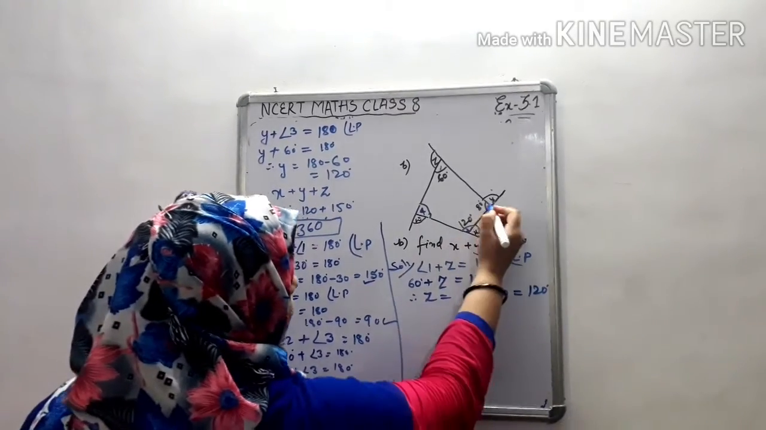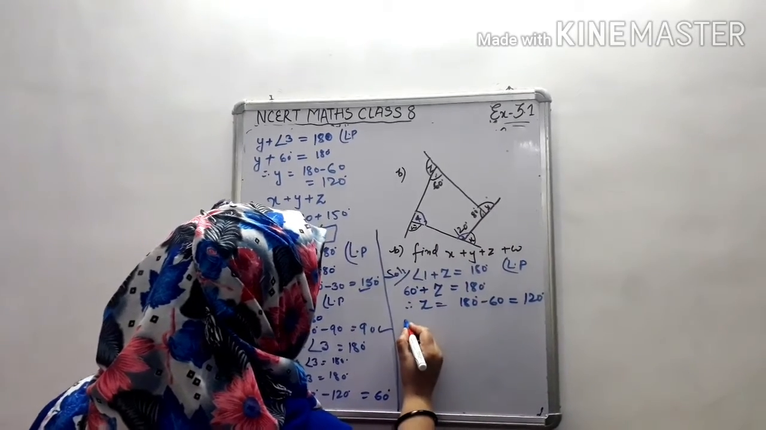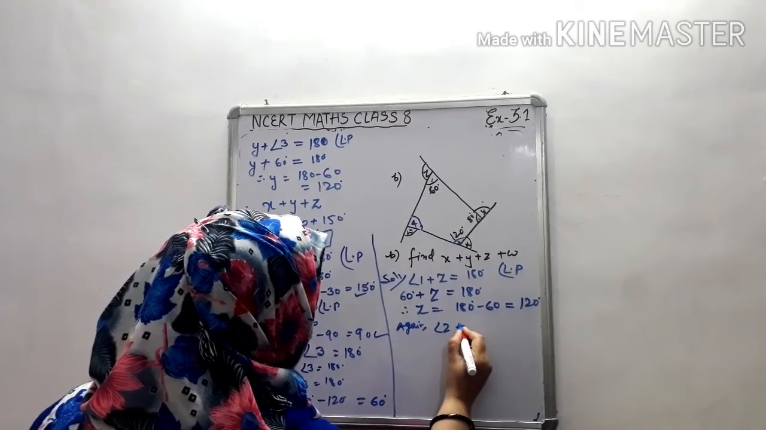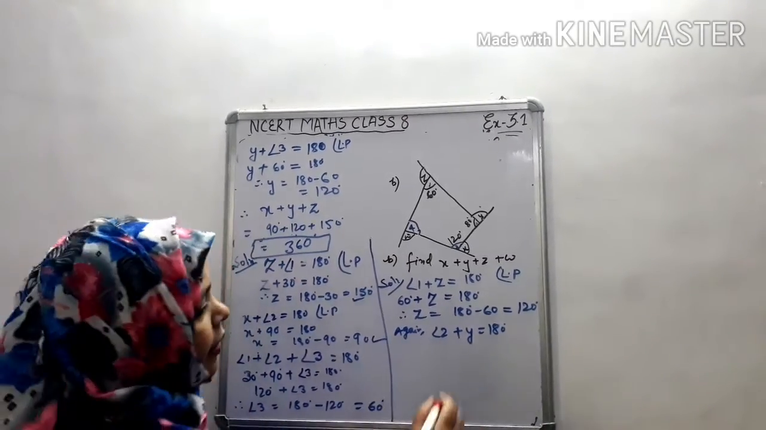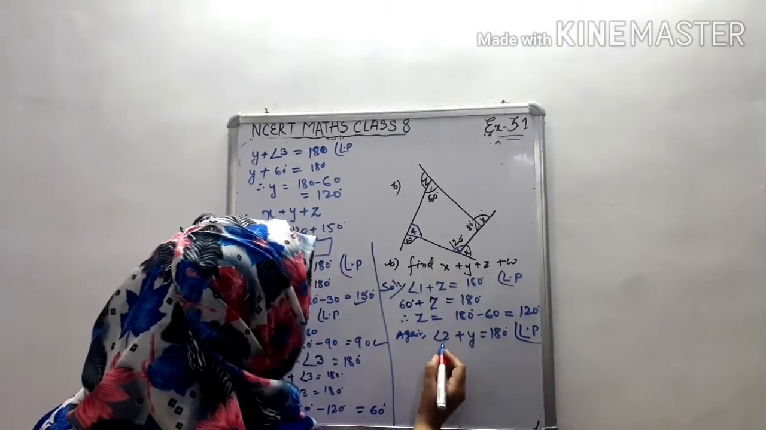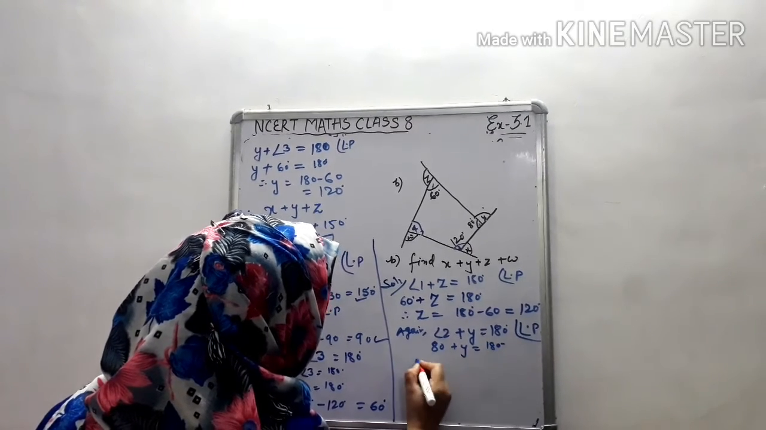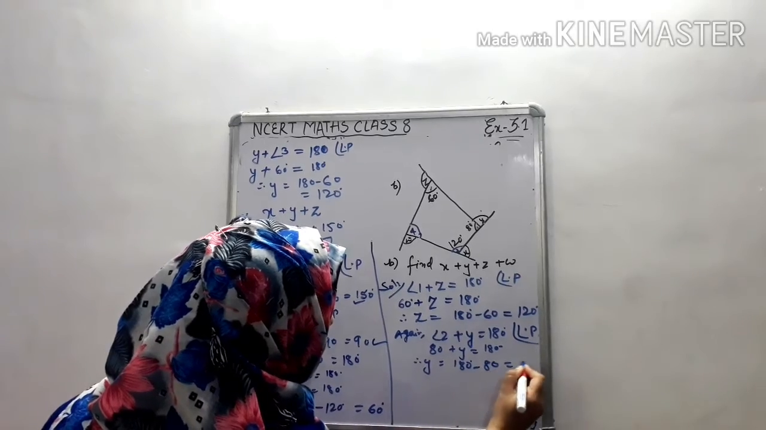Similarly, we will do here, meaning we will find out the value of y. Angle 2 plus y is equal to 180 degrees. How? Because it is also forming a linear pair. Okay, what is the value of angle 2? 80 degrees plus y is equal to 180 degrees. Therefore, y is equal to 180 minus 80, that is equal to 100 degrees.